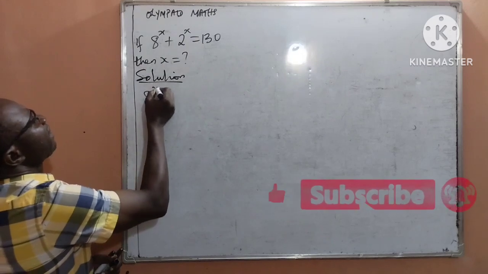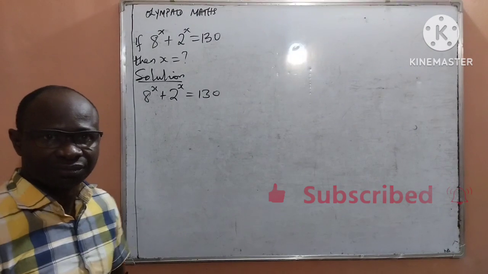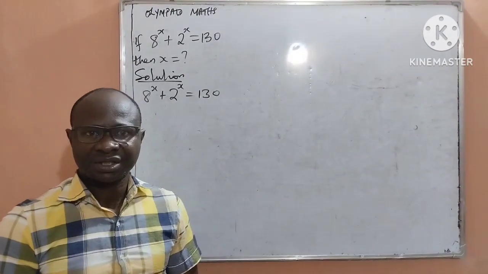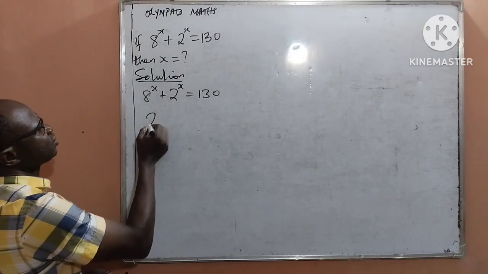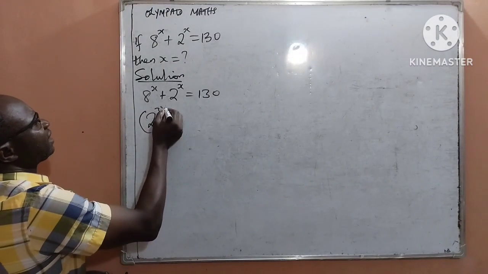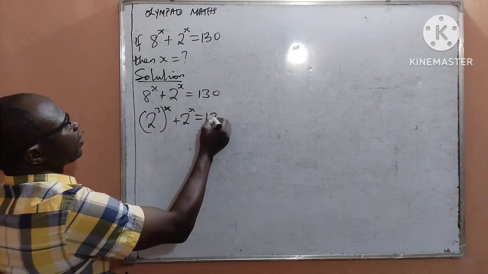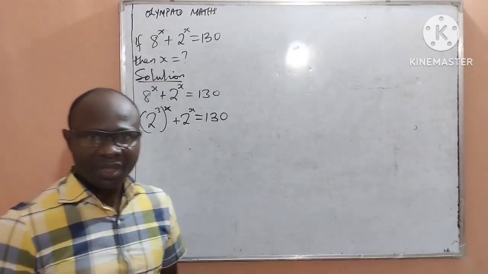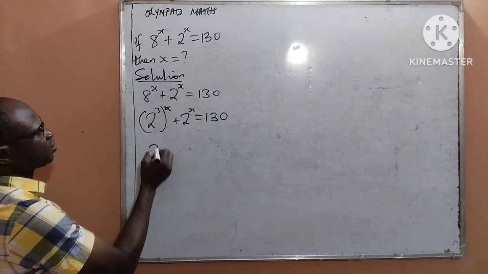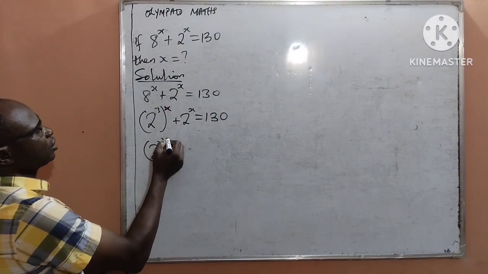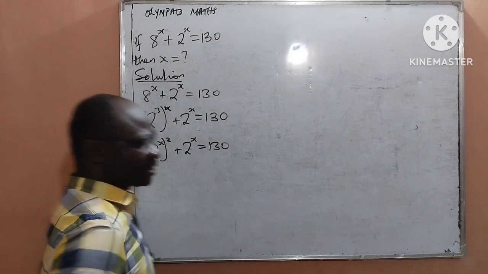Given is 8 raised to the power x plus 2 raised to the power x equal to 130. But 8 is 2 raised to the power 3, so I can represent 8 as 2 raised to the power 3, then everything raised to the power x plus 2 raised to the power x equal to 130. I can switch the exponents to have it written as (2 raised to the power x) raised to the power 3 plus 2 raised to the power x equal to 130.